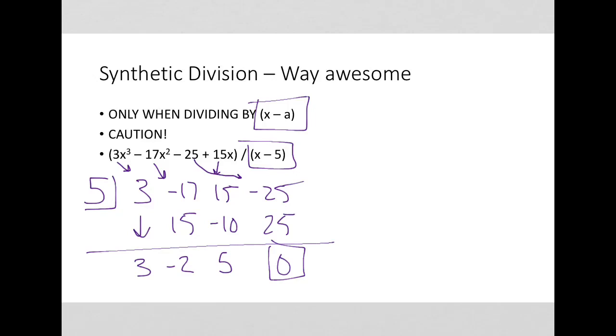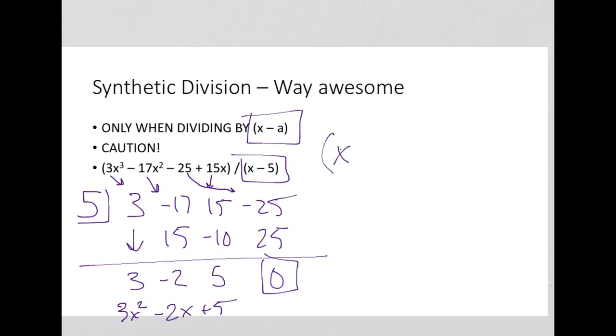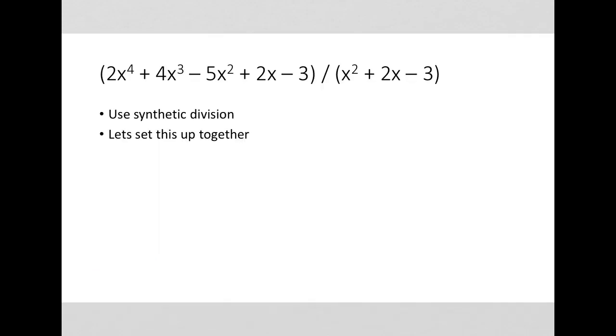Now, interpreting your answer is pretty straightforward. We're going to get 3x squared minus 2x plus 5. If you think about it from right to left, it just builds up by a power of x each time. So this tells me that I can factor this as x minus 5 times 3x squared minus 2x plus 5. And then maybe you could factor that last part as well. If you can, you should. But let's look at another synthetic division problem.